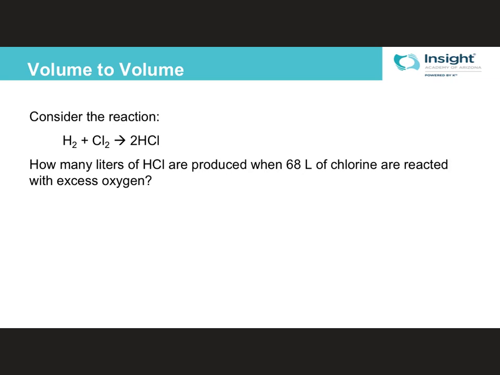All right, next one is you will see this. Consider the reaction H2 plus Cl2 makes 2HCl. So hydrogen plus chlorine makes hydrochloric acid. How many liters of hydrochloric acid are produced when 68 liters of chlorine are reacted with excess oxygen? All right, so again, get yourself organized.